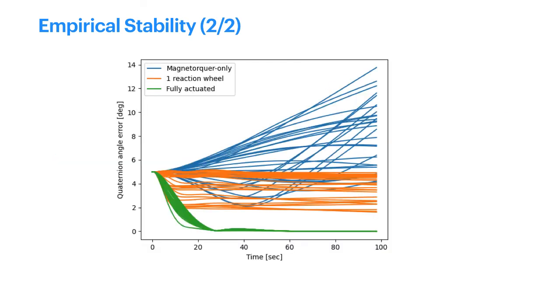Another Monte Carlo simulation with random initial conditions such that the initial pointing error is 5 degrees for all systems shows large error blowup for the magnetorquer only system, relatively good convergence for the system with one reaction wheel, despite there being no convergence guarantees for the set of initial conditions, and near zero final pointing error for the fully actuated system. This again highlights the conservatism of the sums of squares guarantees and shows the power of additional actuators in improving stability.